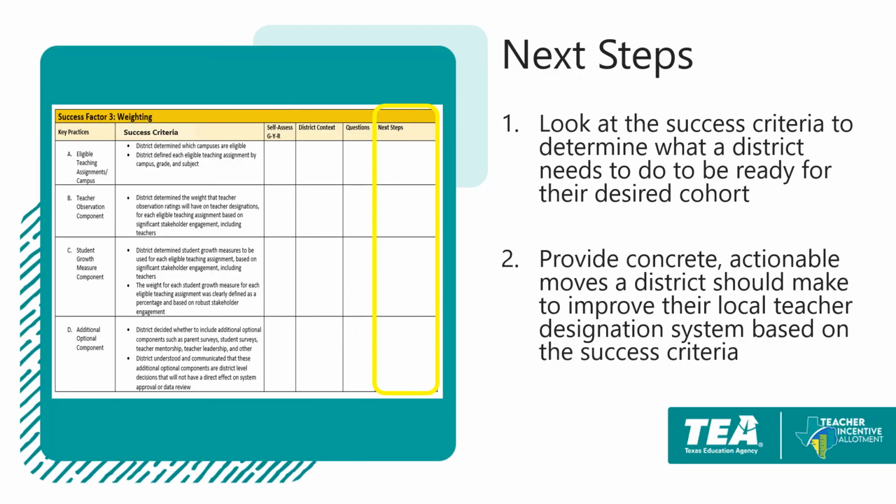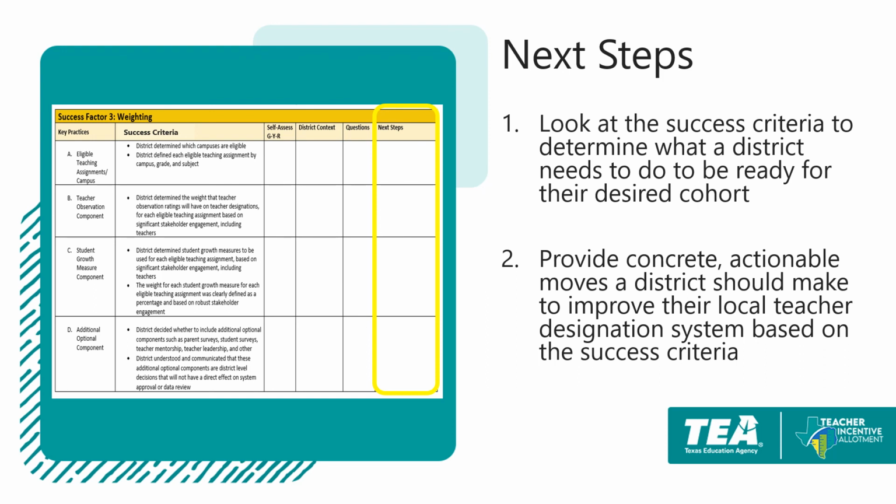Our next focus is on the next steps. So we've spoken about the success criteria. We've determined that the level of readiness is yellow. We created our district context and came up with questions based on that context. But now we need to look at next steps.